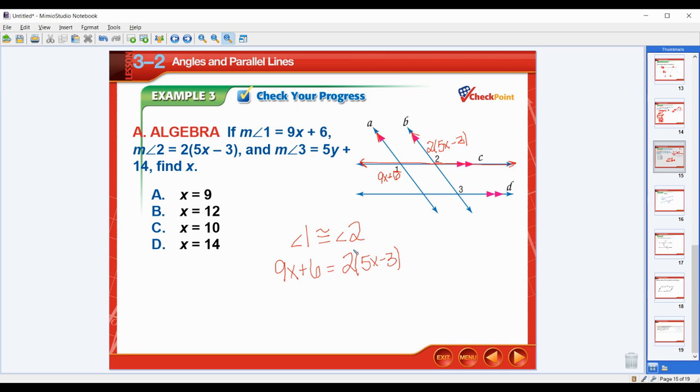All right, now algebra-wise here, we're going to need to distribute. So this is going to be 9x plus 6 is equal to 10x minus 6. So subtracting 9x from both sides, we'll get 6 equals x minus 6. And we will add a 6 to both sides. And x will equal 12. Whew, that was rough. All right.